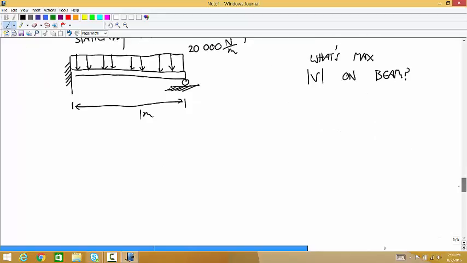Okay, steps. Do the statics. We're going to see we need more equations. Then what?